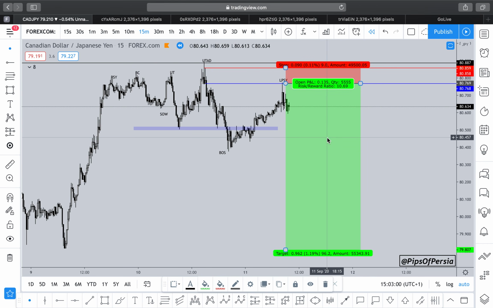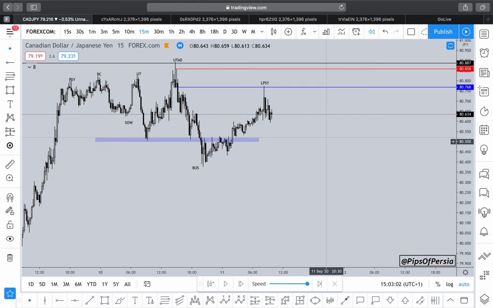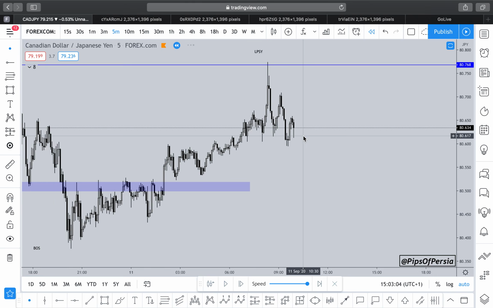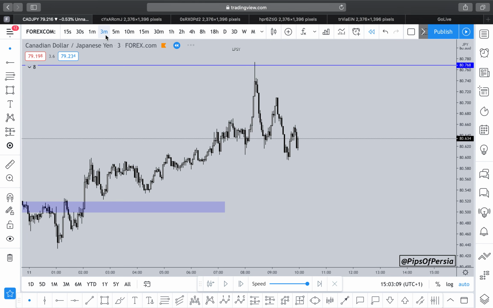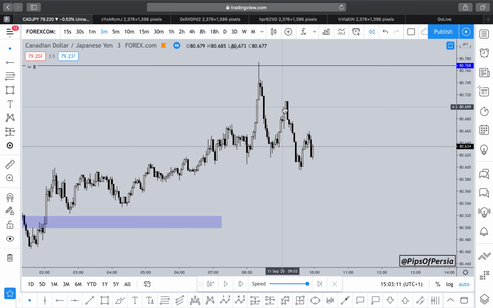Amazing. Now, this is where lower time frame consistency of bias would come into play. On the 5-minute time frame, we mitigated that level. This is where the 3-minute time frame came into play. On the 3-minute time frame, once that last level, that final zone on the 15-minute time frame, was mitigated, we started to form a bearish trend.